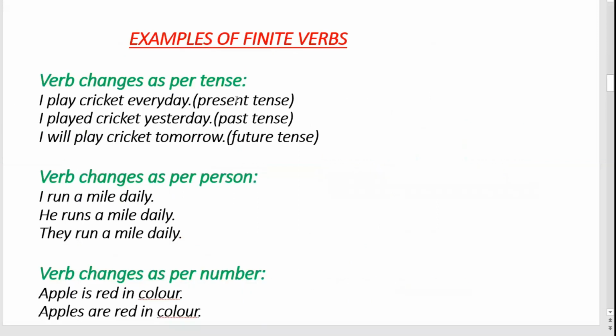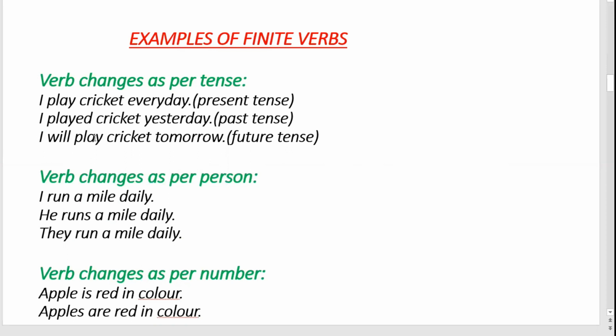The verb changes as per the change in the tense. Let us see here. I play cricket every day. I played cricket yesterday. I will play cricket tomorrow. You can see that these three sentences are in three different tenses: the first one is in the present, the second past, and the third one in the future tense. You can observe that the verb play has changed from play to played, and from played to will play.